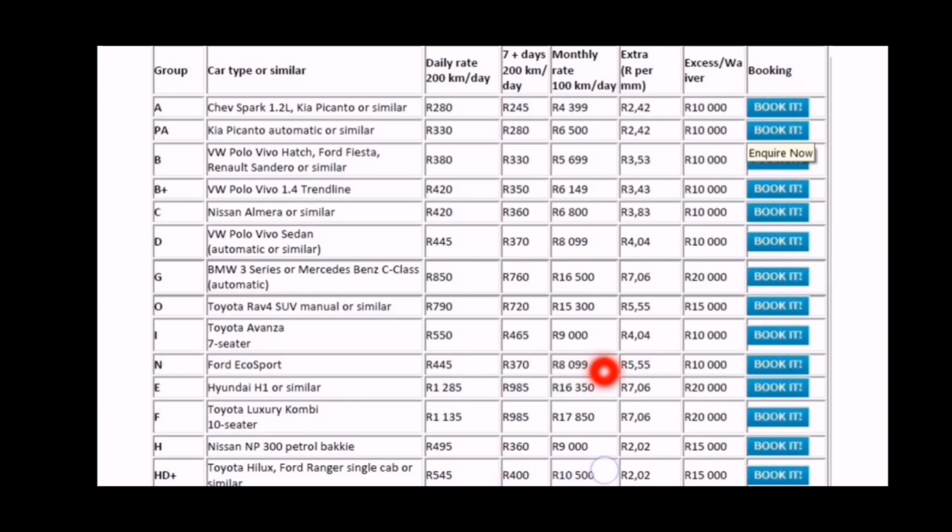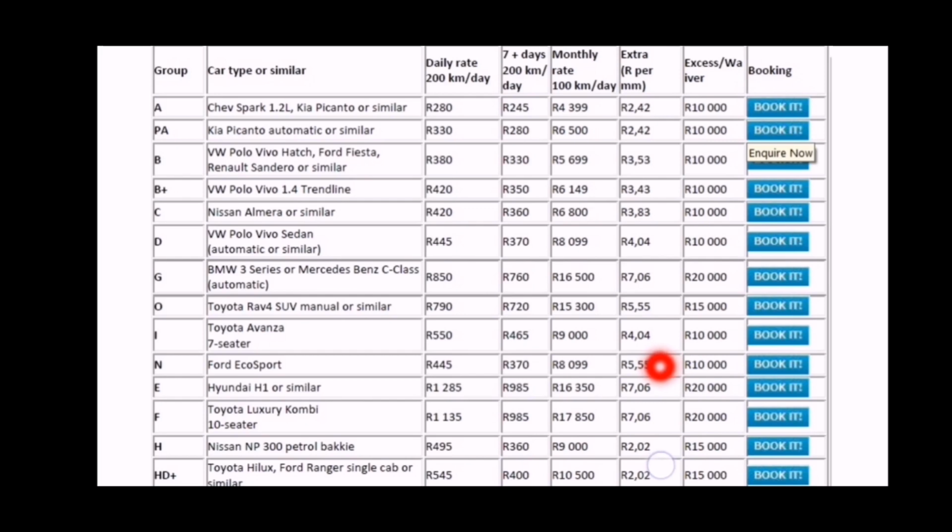8,099 for the monthly rental, and then for each extra kilometer that we need to charge, that the person will drive over and above the 3 kilometers they will be getting from the car rental, they will pay 5.55 rand, and then they also have an excess of 10,000 rand should anything happen to the car. This is under the standard insurance.